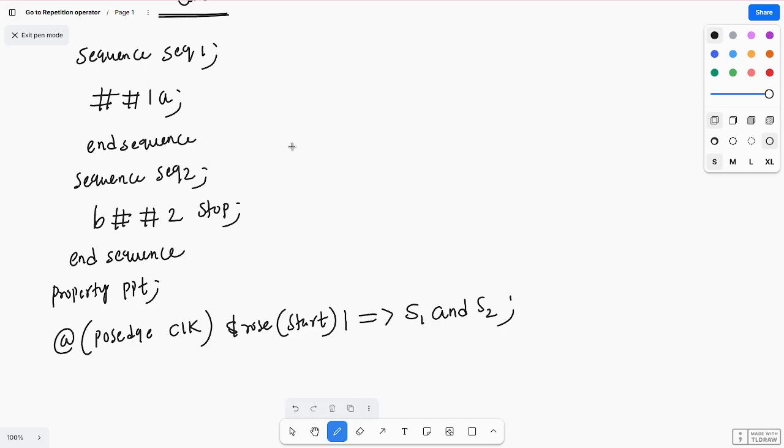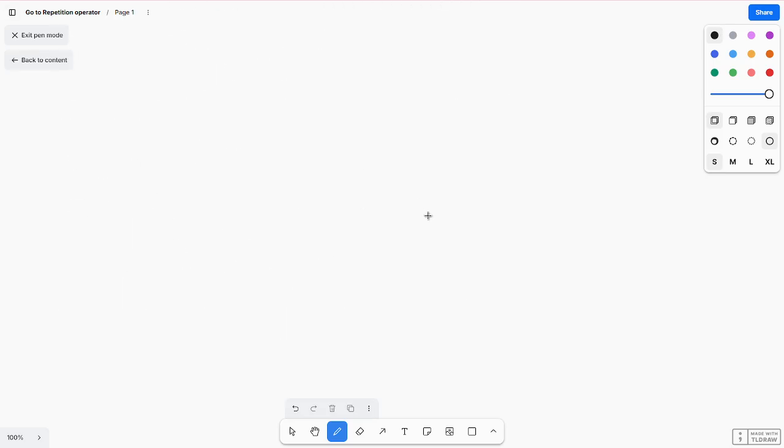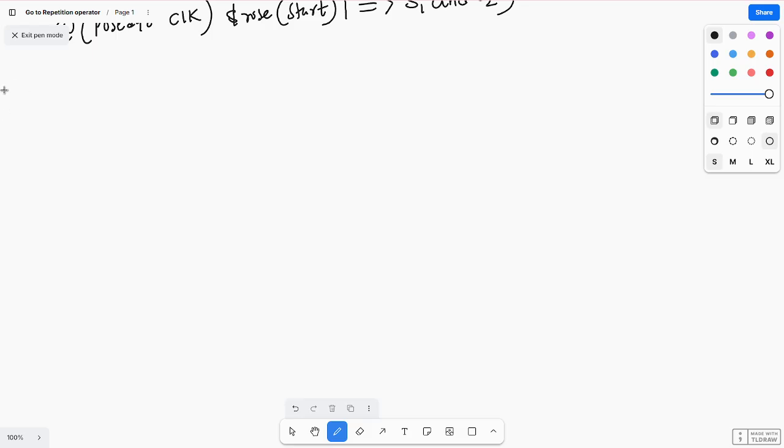So we'll see with one example. That is the AND construct. So I'm drawing the clock.